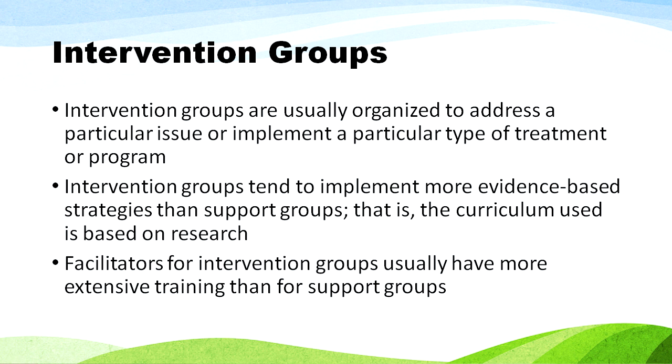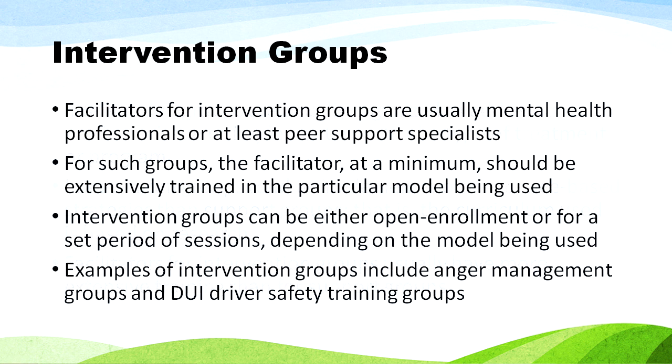Here's an example of an intervention group, something called IOP, Intensive Outpatient Treatment. These IOP groups are routinely used for substance abuse treatment, and they are led by a professional trained facilitator, usually a counselor or a therapist or a licensed mental health person. And they are more goal-oriented, evidence-based, and they tend to be more effective than just a regular support group, which might be led by someone with no professional training. In general, that is the defining factor of an intervention group.